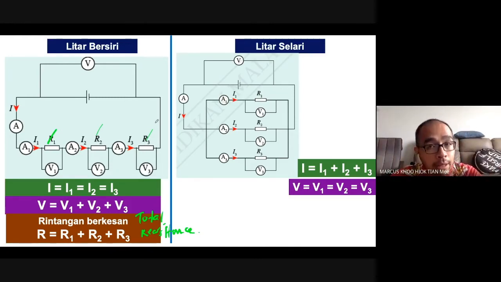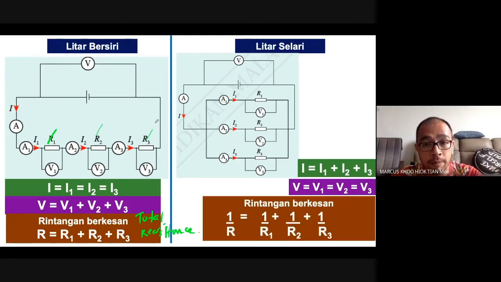Okay, but in parallel circuit, it's a little bit different. You have to use salingan. Okay, 1 over R1 plus 1 over R2 plus 1 over R3, then you get 1 over R. Then when you get 1 over R, then you have to terbalikkan. So, when you copy this down, I want to suggest that you put a star over here, because there is another extra step you want to count to find the effective resistance. And we will do a couple of examples after this.